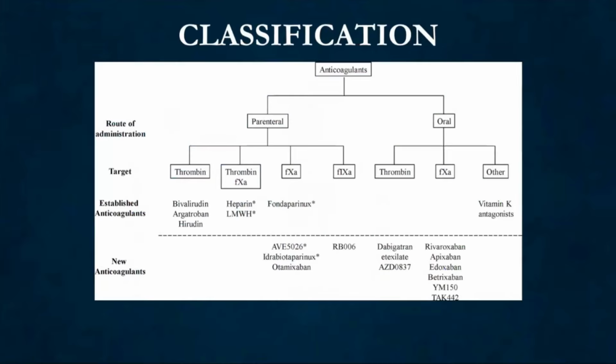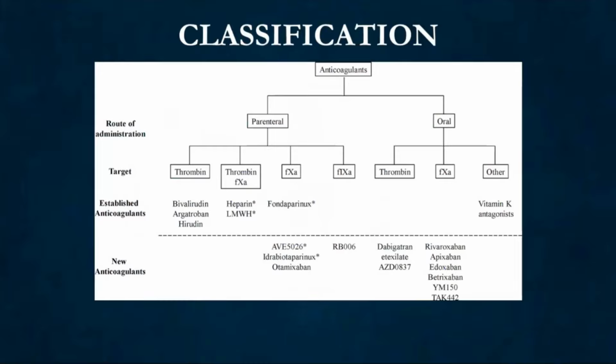And now coming to the classification of anticoagulants, based upon the route of administration and the target of action, the anticoagulants are classified into parenteral and oral anticoagulants. And based upon the target, they are classified as direct thrombin inhibitors and factor 10A inhibitors.